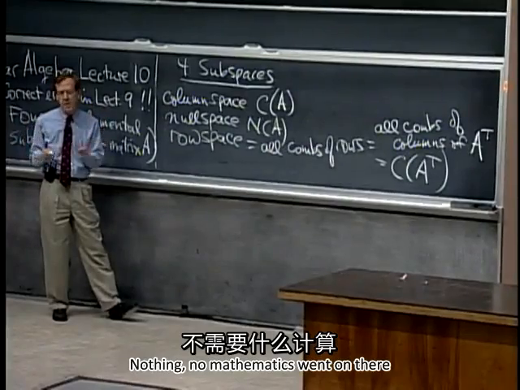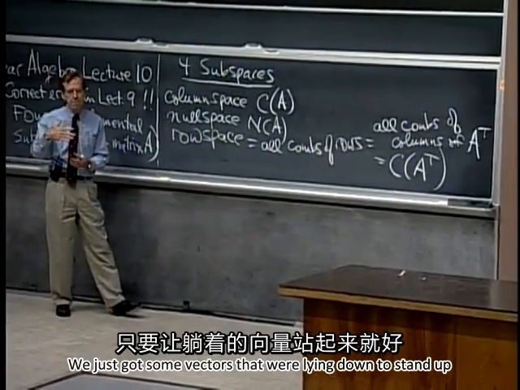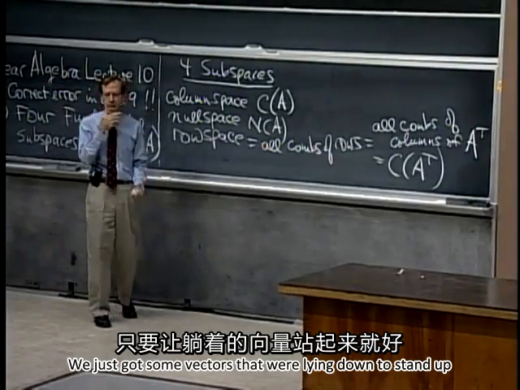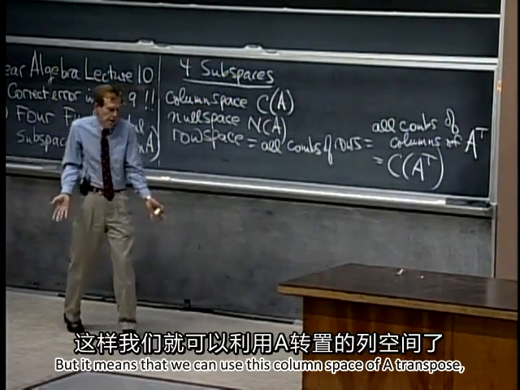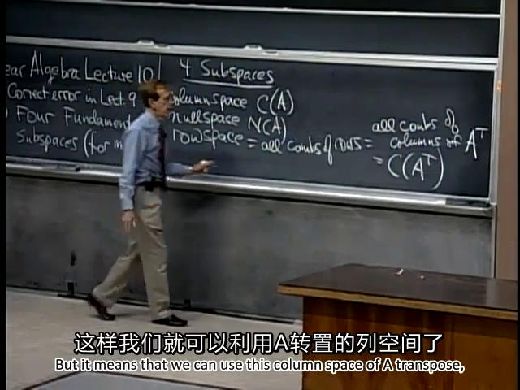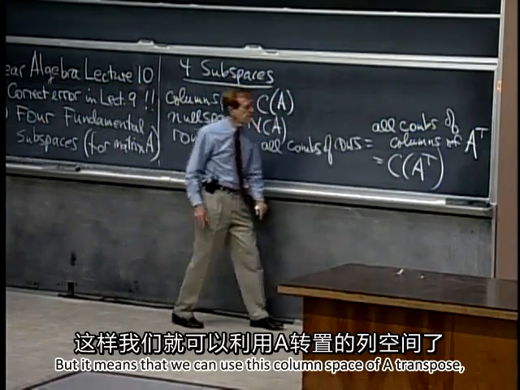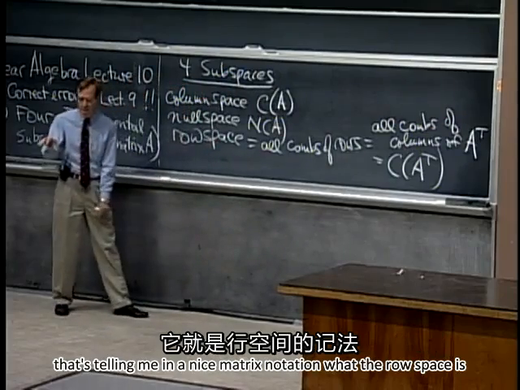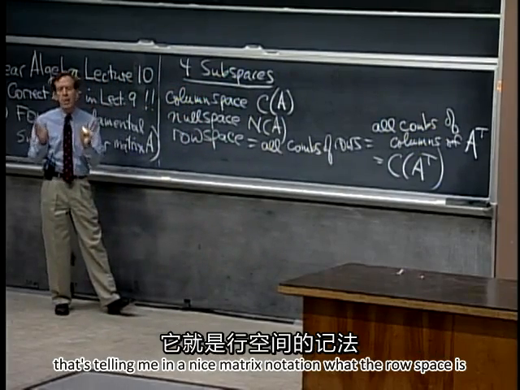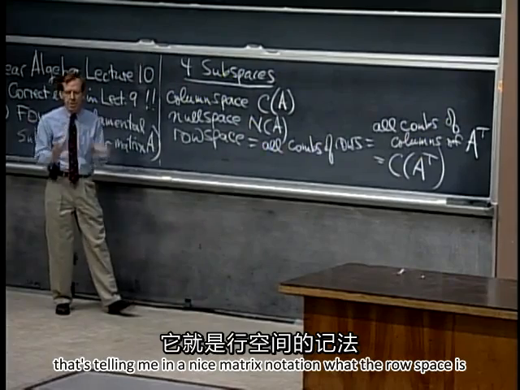No mathematics went on there. We just got some vectors that were lying down to stand up. But it means that we can use this column space of A transpose. That's telling me in a nice matrix notation what the row space is.